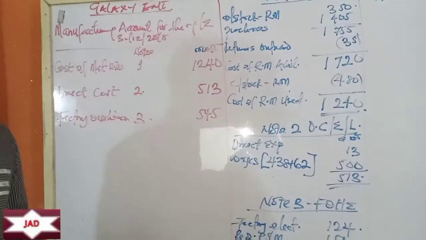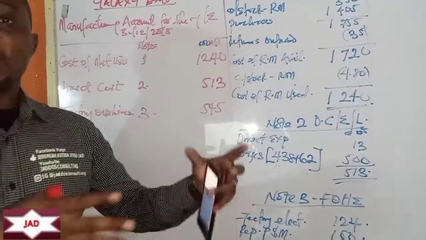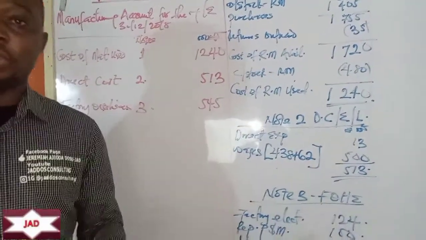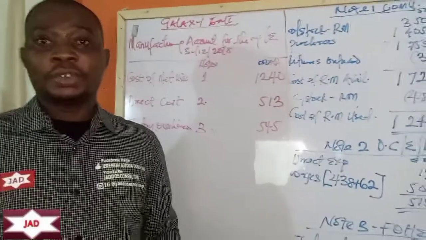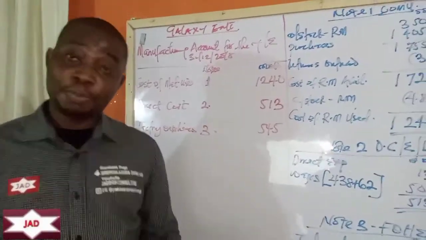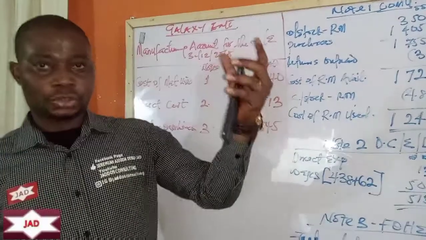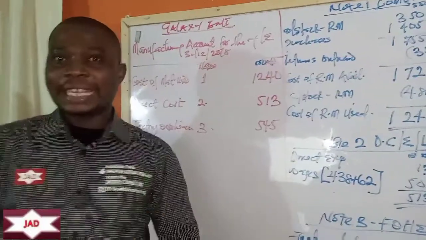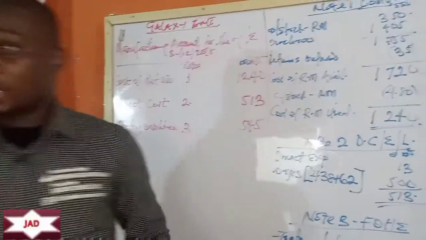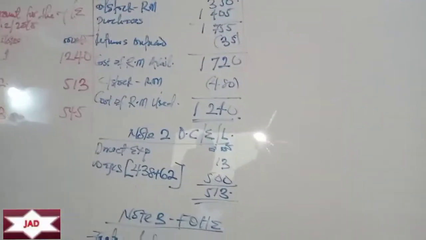There's what we call work in progress. Work in progress is products that are yet to be completely manufactured or finished as at the time of reporting. So we normally adjust opening work in progress minus closing work in progress, whatever we have to bring here. So we check, is there any work in progress in the question? Let's check.